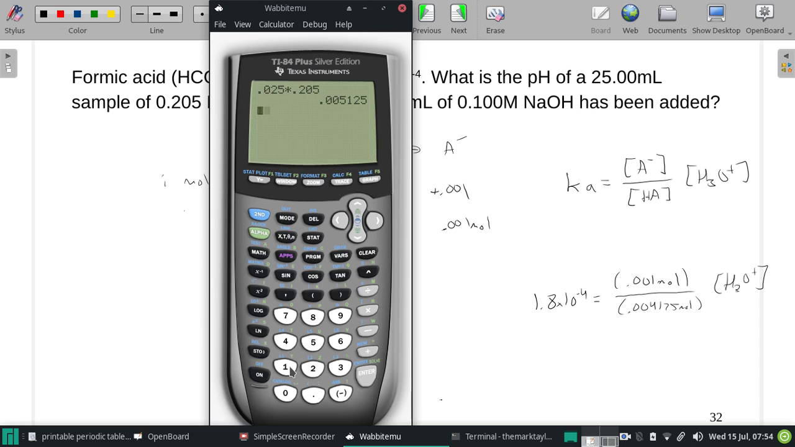So I have 1.8 times 10 to the negative fourth times 0.004125 divided by 0.001 gives me this, which would be my H3O concentration, and so I will just take the negative log of that value and we get a pH of 3.13.